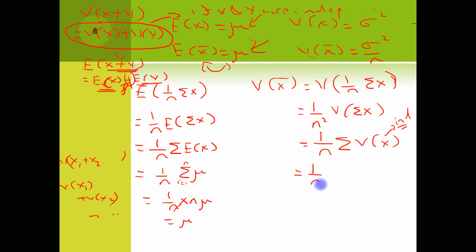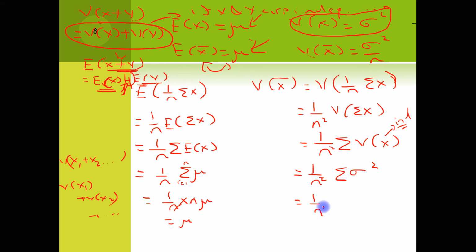So it's 1 upon n squared. Do not forget the squared here. 1 upon n squared times the sum of the variance of x. What is the sum of the variance of x? The variance of x, we defined it as sigma squared. The variance of x, not variance of x bar, is the sum of sigma squared.